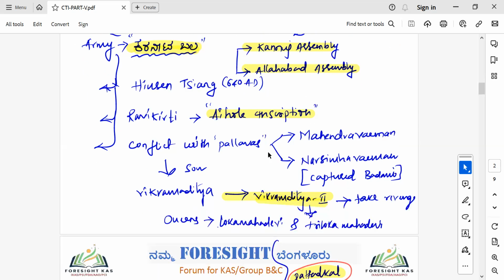And then one more, the famous poet of Pulikeshi II is Aihole inscription, which describes his wars and his administration, everything about Pulikeshi II.